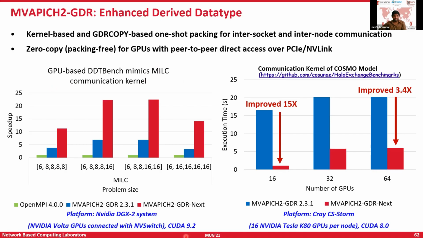As you can see in these slides, through our optimized schemes, we were able to get significant speedup. This is execution time and this is speedup. Here higher is better and here lower is better. What we are able to see is that through our zero-copy pack-free designs, we are able to significantly improve the speedup and reduce the overall execution time of applications that use dense data types.